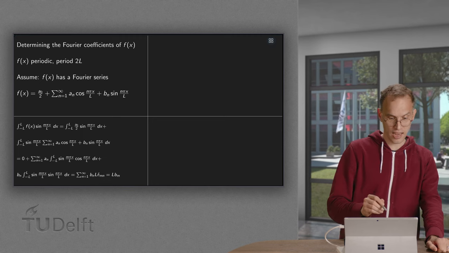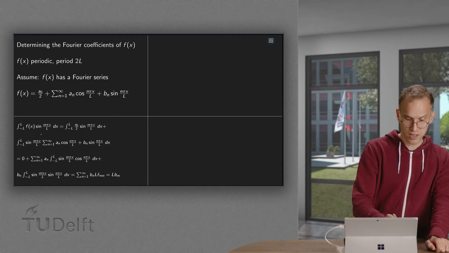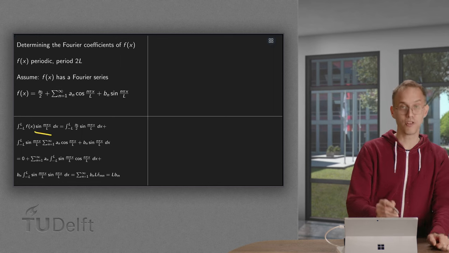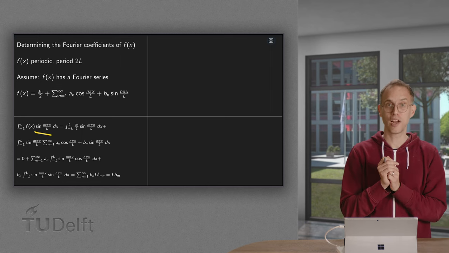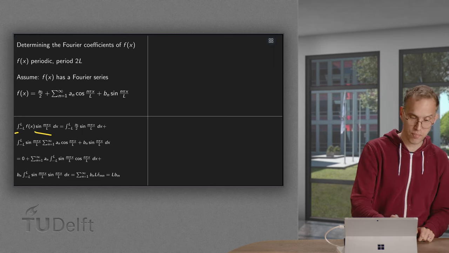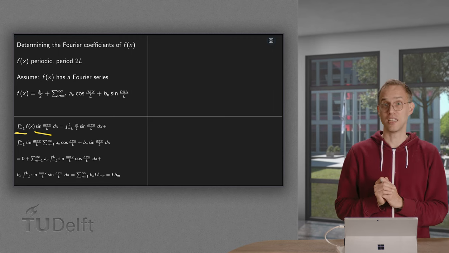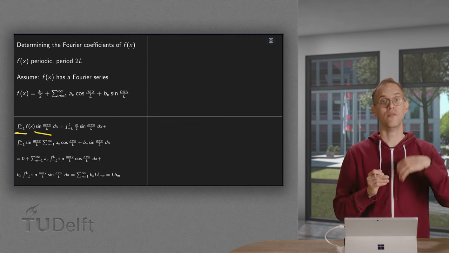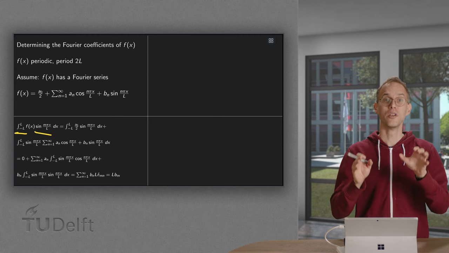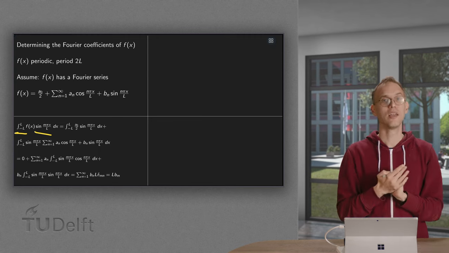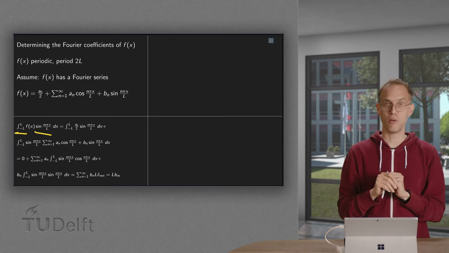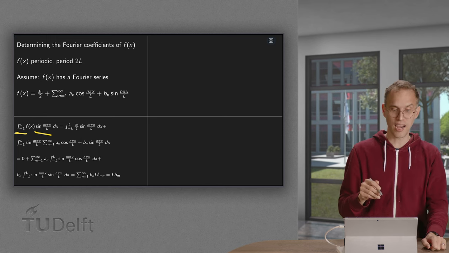We take f of x, we multiply first with the sine of m pi x over L, and then we integrate from minus L to L. We can do that on the left hand side, because we know f of x, we know sine m pi x over L, so we can form the product and compute the integral. So the left hand side is known. What happens then to the right hand side?